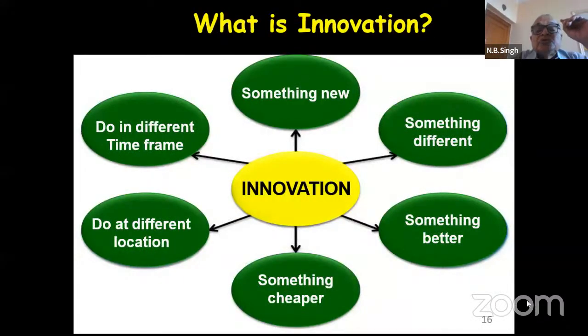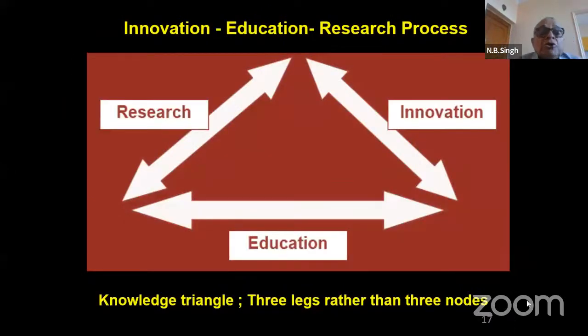Now the question is, what is innovation or what is innovative research? Something new, something different, something better, something cheaper, do at a different location, do in a different time frame. I did my PhD with a great scientist, Professor R.P. Rastogi. Now he is no more in this world. He used to say, even a single new word in your research paper will matter a lot. And that is nothing but innovation. Innovation, education, and research process are linked together like this triangle. So it is a knowledge triangle, with three legs rather than three nodes.